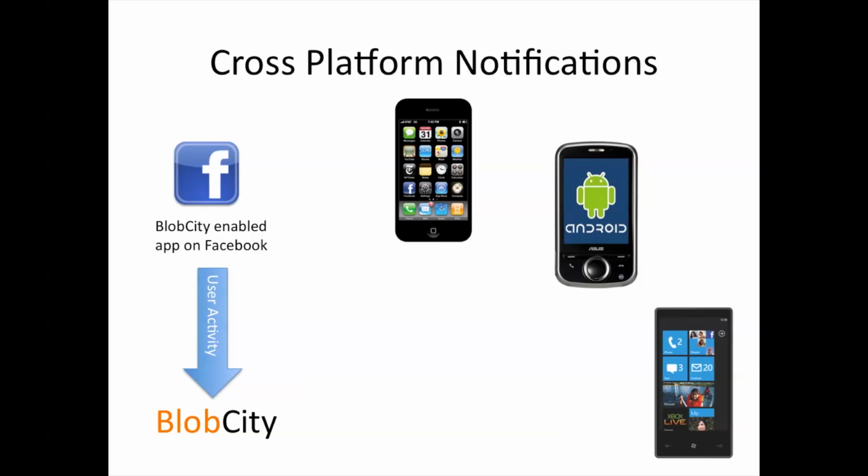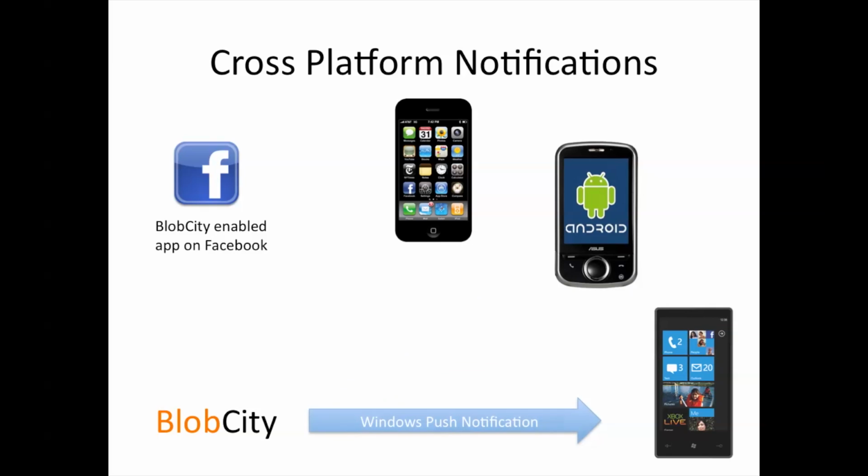When the Facebook user does some activity within the application, the notification of this activity is sent to BlobCity. BlobCity now forwards this notification to the various cellular devices of the user's friends by means of notification protocols that are specific to the given device. All of this happens seamlessly without the developer having to do anything.